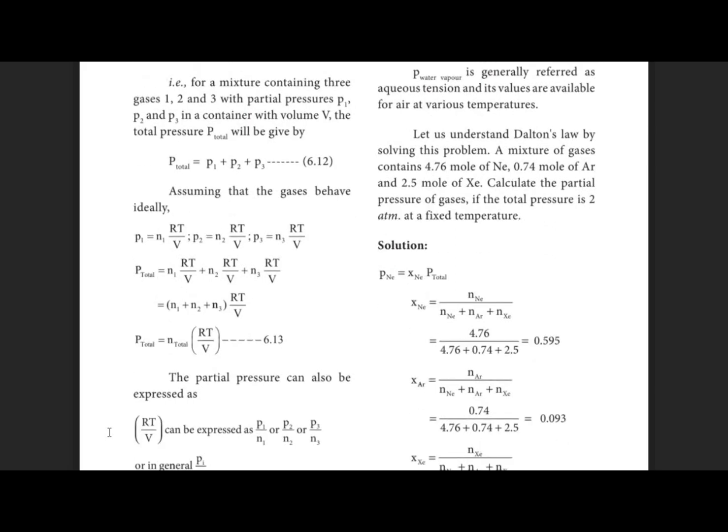You can use the formula P neon is equal to X neon times P total. X neon is equal to n neon divided by n neon plus n argon plus n xenon. So we will get 4.76 divided by 4.76 plus 0.74 plus 2.5, which is equal to 0.595.